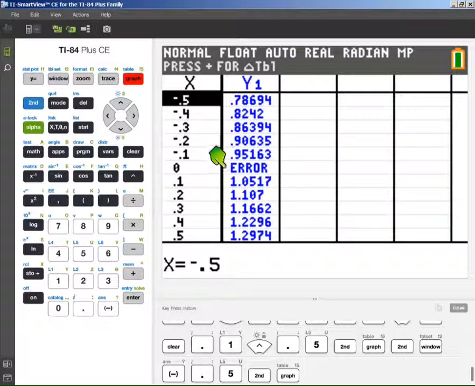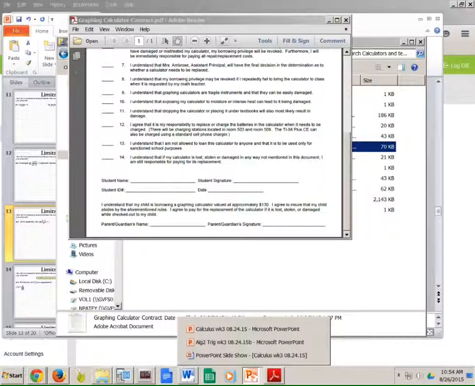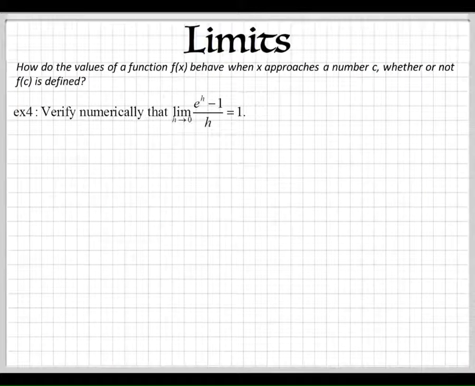What do you guys think the limit is? 0.7, 0.8, 0.8, 0.9, 0.9, and then 1.0, 1.1. So what's that? That's a 1. That's your answer. So if I go back and look at this, the limit equals 1. Hey, we did it. Yay.